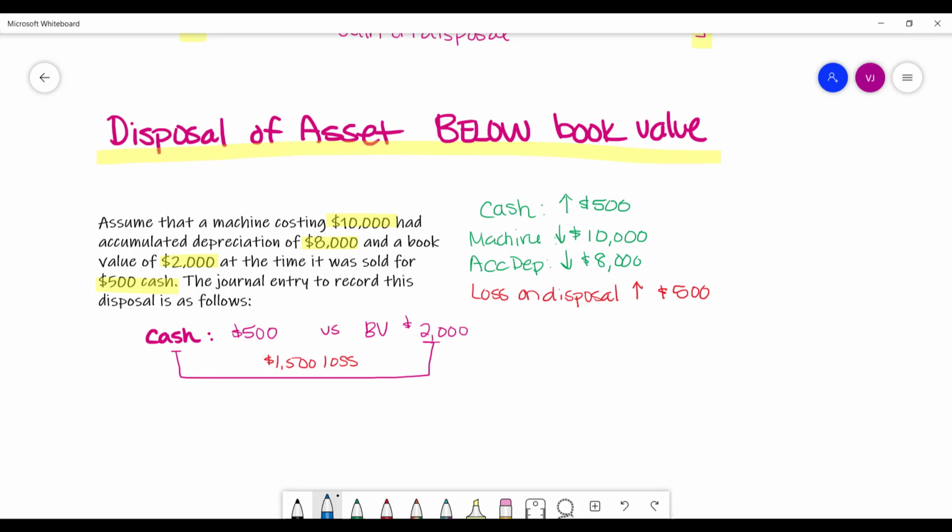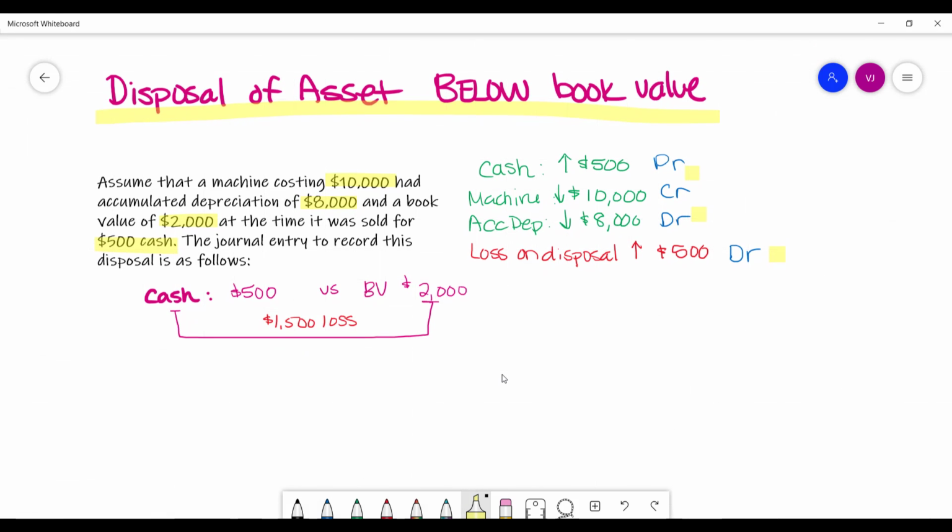So the cash going up, we know that's with a debit. Accumulated depreciation that needs to be removed is with the debit, right? Because it normally has a credit balance, so to remove it, we'll debit that. The machinery is a normal asset account, so to remove it, that would be with a credit. And this loss on disposal, a loss we treat similar to an expense, so increases in losses are recorded with a debit. So we have 3 debits here and 1 credit. So let's start journalizing this.